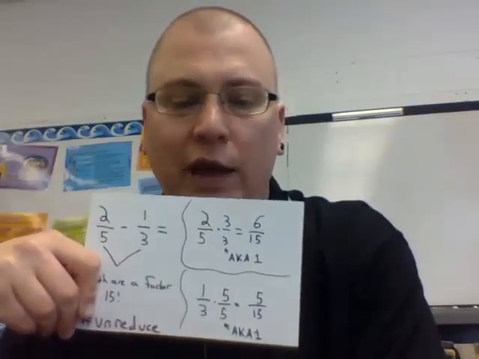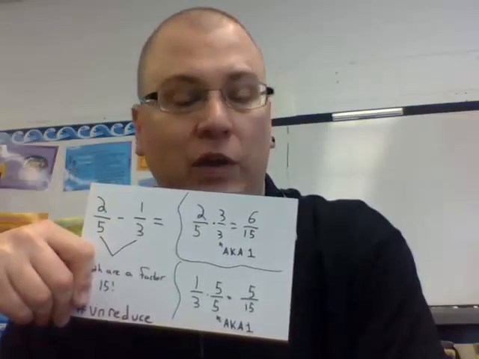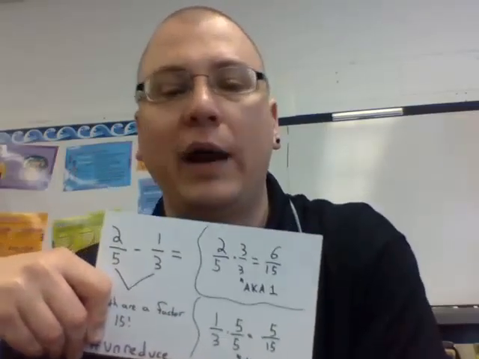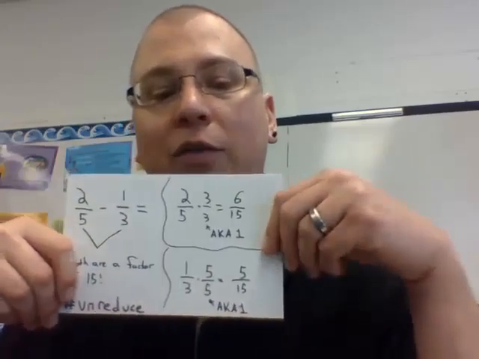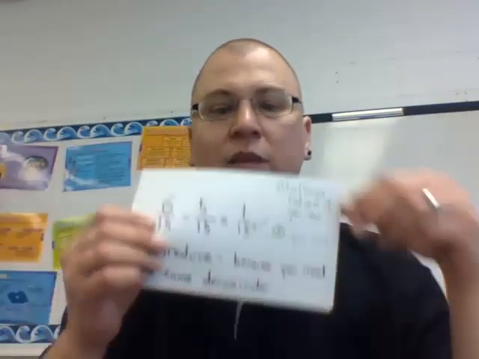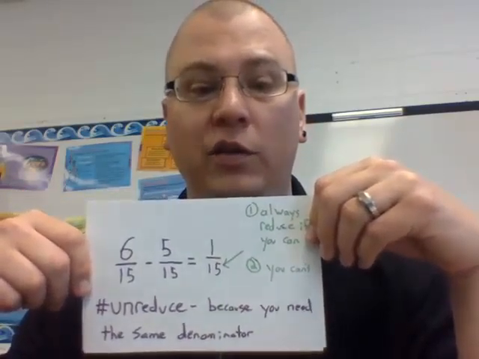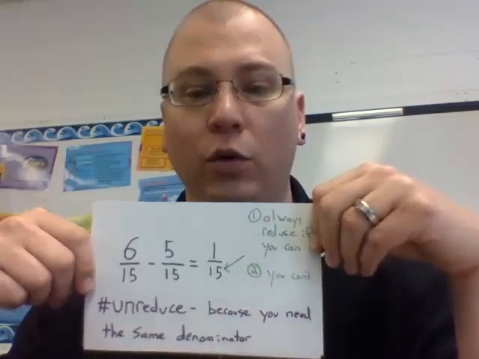Now if we reduce that, 5 divided by 5 is 1. 15 divided by 5 is 3. That takes us right back to 1/3. So we're basically math tag unreducing. We're making the denominators bigger so we can actually do the math correctly. When we do that, we get 6/15 minus 5/15 equals 1/15.